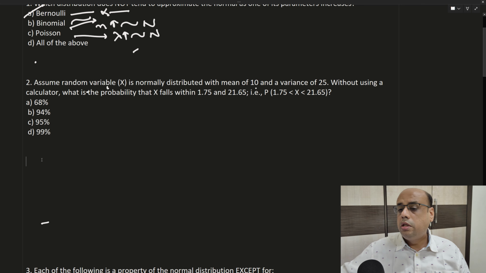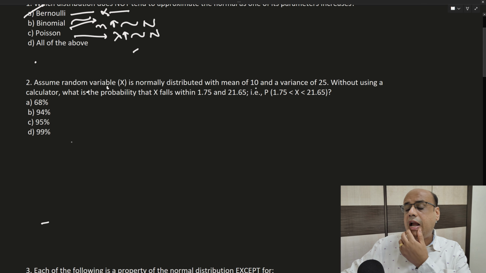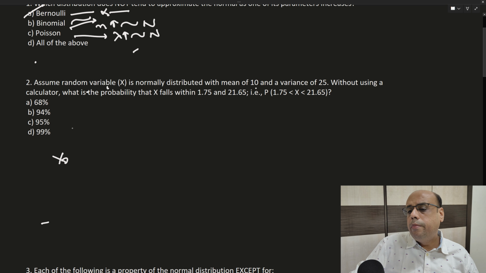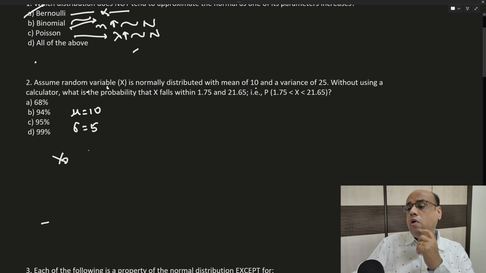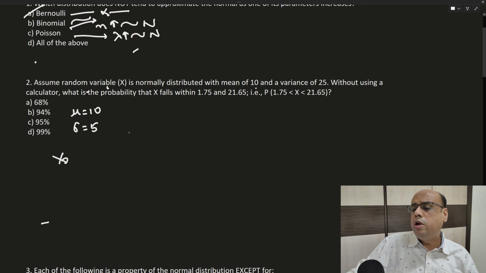Now, the second question is a random variable x that is normally distributed with a mean of 10 and variance of 25. So mu is equal to 10 and sigma is equal to 5, which is the square root of variance. Without using a calculator, we have to find the probability that x lies between 1.75 and 21.65. These kinds of problems should always be solved by first standardizing, which is calculating the z value.